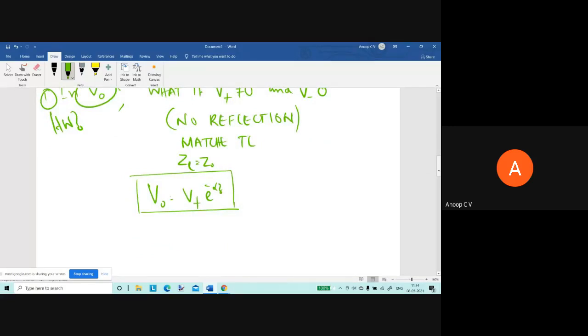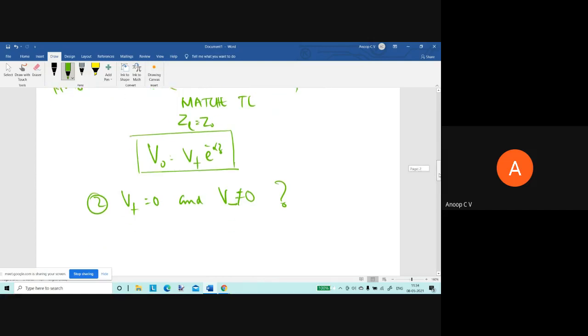And similarly, the second case is, what if the reverse? The second case: V plus is 0 and V minus is not equal to 0. This is simply for the sake of argument that we are coming up with this case. If the source is 0, then there won't be any reflection. But mathematically speaking, if V plus is 0 and V minus is non-zero, what will happen? That is the next question.